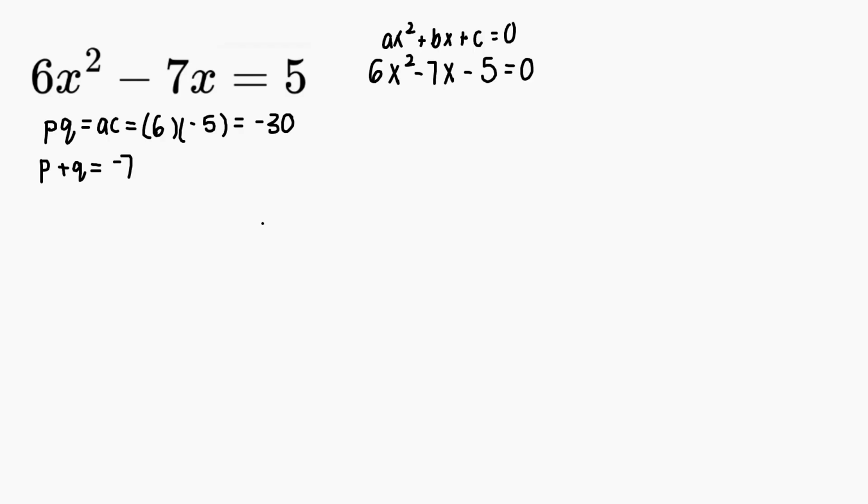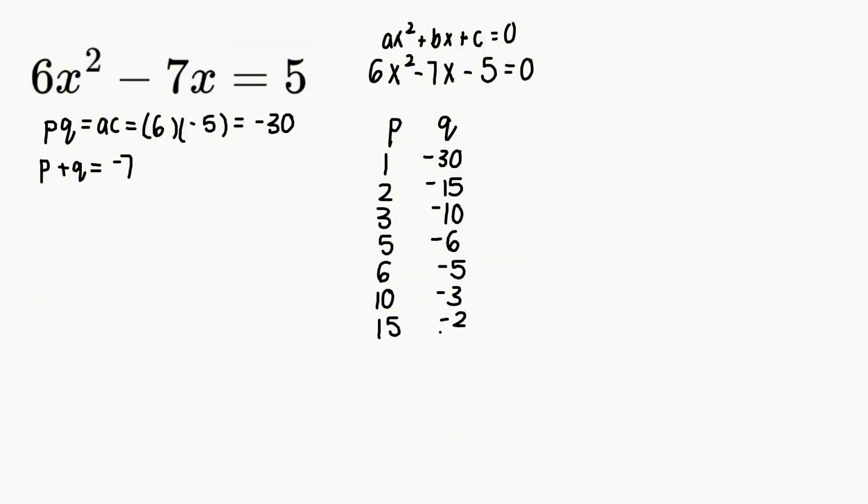Now, let's list the potential factors. As you can see, p times q is negative 30, so we know that p and q, one of them is positive and one of them is negative. So let's write these down. 2, negative 15, 3, negative 10, 5, negative 6, 6, negative 5, 10, negative 3, 15, negative 2, 30, negative 1.